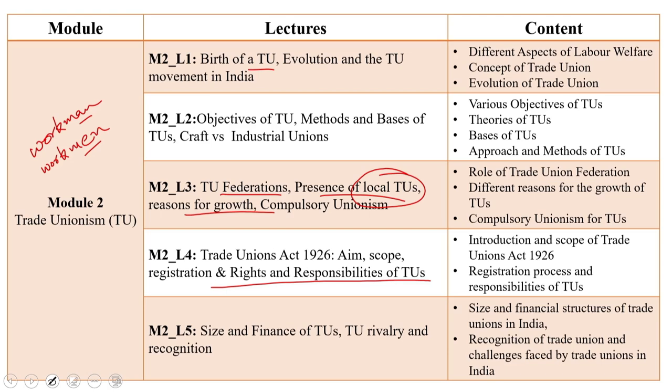And finally, in the last lecture of Module 2, we looked into the size and finance of trade unions, rivalry, and recognition particularly. We looked into the membership statistics, and what the challenges were with respect to the data. We looked into some of the latest official data. If you recollect what we had discussed during that time, according to the Labor Bureau's report on trade unions in India in 2020, registered trade unions were 19,875.